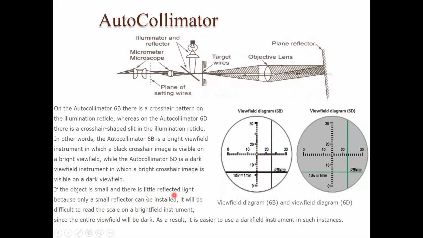For smaller objects, if you observe here, the object is small and there is little reflected light. Because only a small reflector can be installed, it will be difficult to read the scale on a bright field instrument, since the entire view field will be dark. As a result, a dark field instrument is used in such instances. If you go for checking smaller size instruments, you have to go for dark field. Here the crosswires are bright, right?